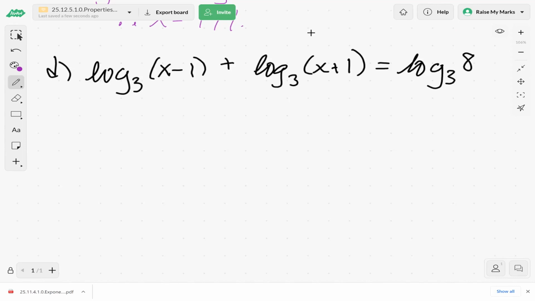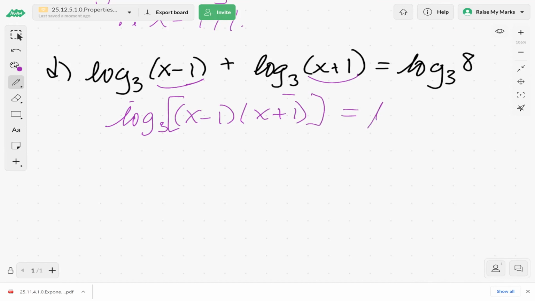So let's apply our multiplication rule for logarithms on the left-hand side. Since our bases are the same, we can multiply what's inside. So square brackets, x minus 1 times x plus 1, equals log base 3 of 8. So this means, therefore, x minus 1 times x plus 1 equals 8.